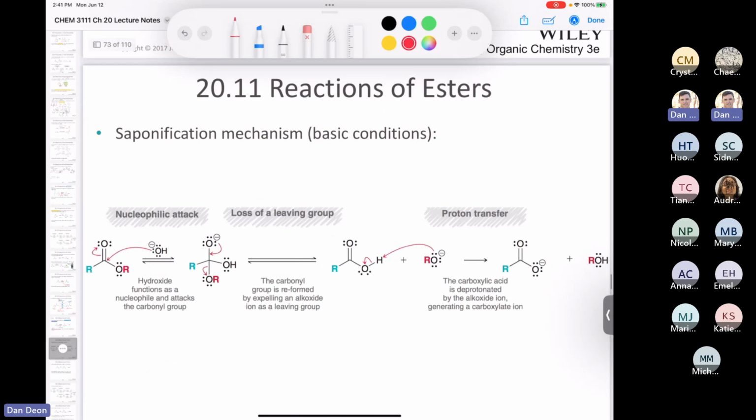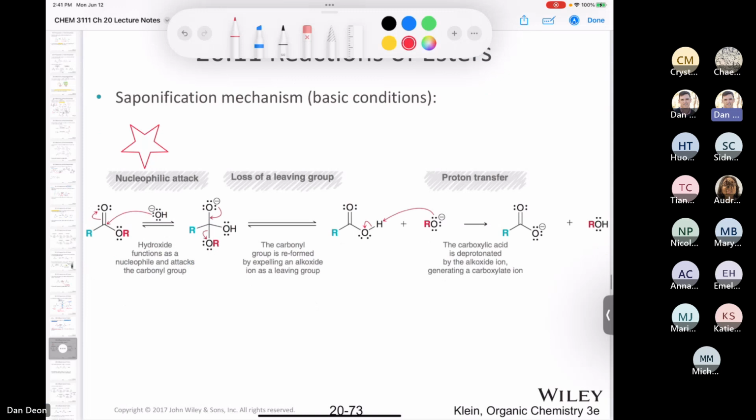Now, the mechanism of saponification, I'm going to put a big old star on this because this is such an important mechanism. And it's just a nucleophilic attack, loss of leaving group, and a proton transfer. This is the first part of the mechanism. Now, we get the nucleophilic attack, we lose the alkoxide as a leaving group, and then we do a proton transfer to make a carboxylate. So this is a carboxylate.